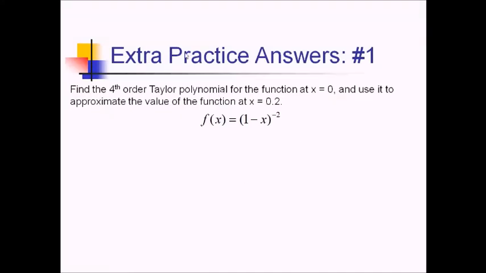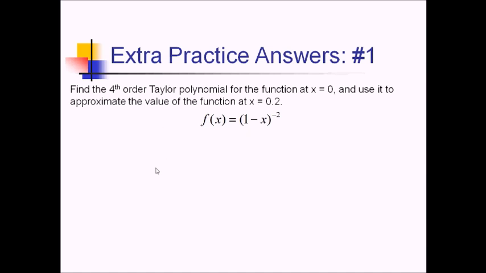For this problem, we want to find the fourth order Taylor polynomial for this function about x equals 0, and then use it to approximate f of 0.2. So we're starting with (1 minus x) to the negative 2. Let me get the general setup for my Taylor polynomial.